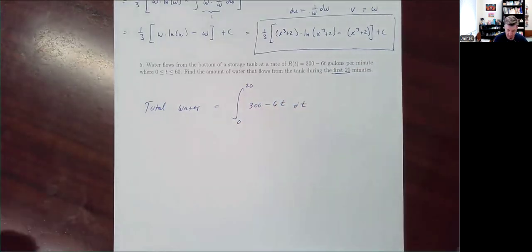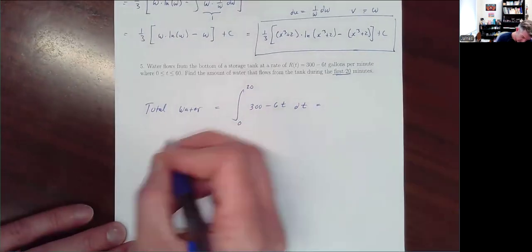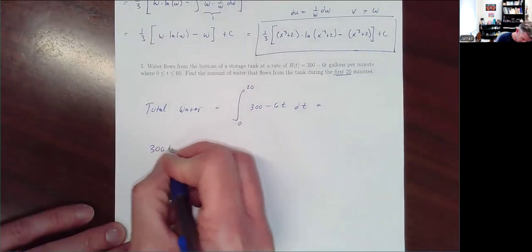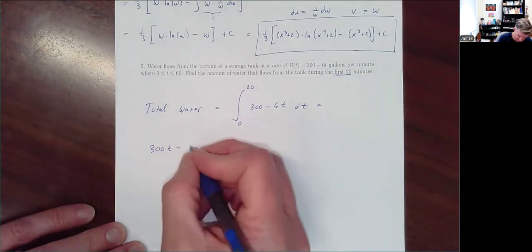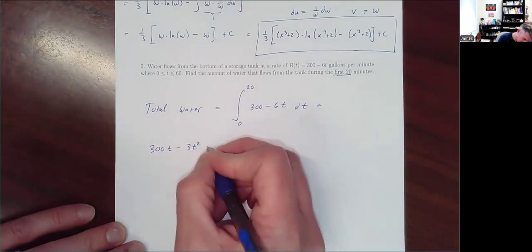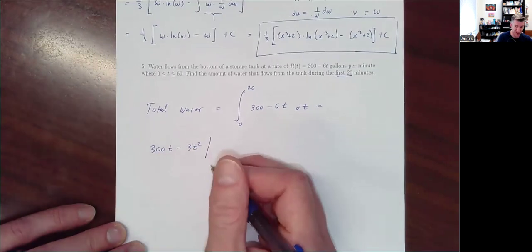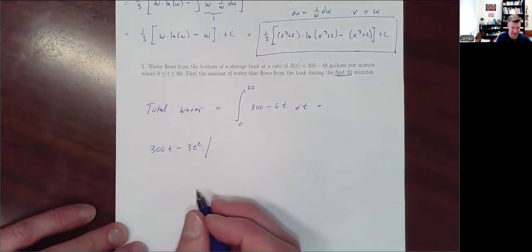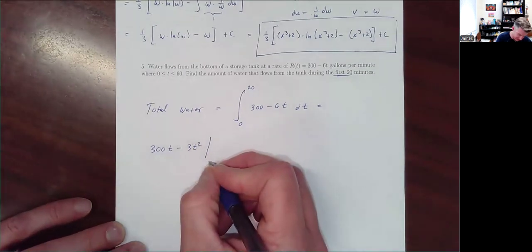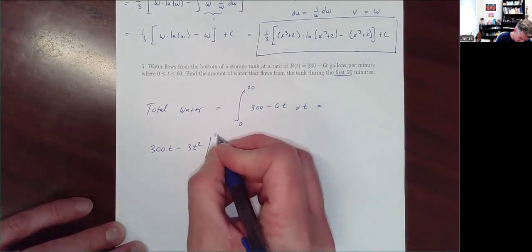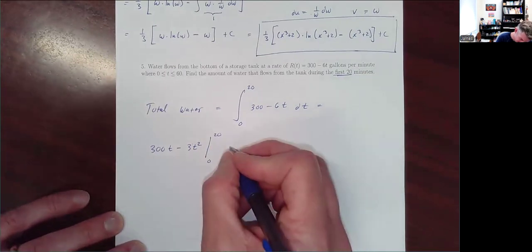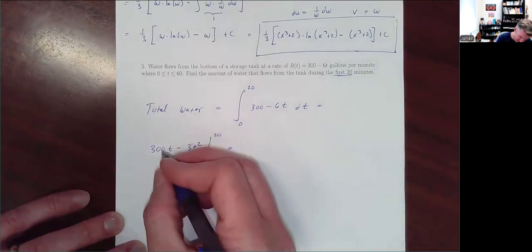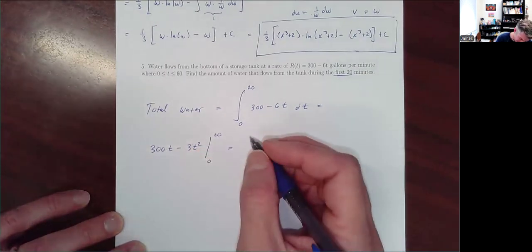So we're going to integrate. We're going to get 300t minus 6t squared over 2, which is 3t squared, from 0 to 20. I hope this doesn't come out to be negative. I did make this problem up, so it could. Sorry for the bad problem here. If we do that, I think we're fine. I think we're okay.